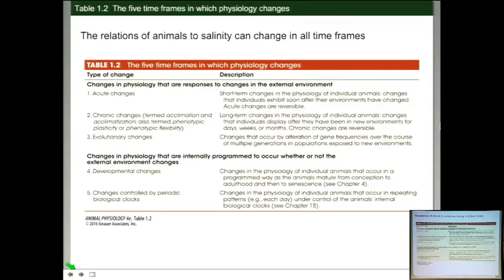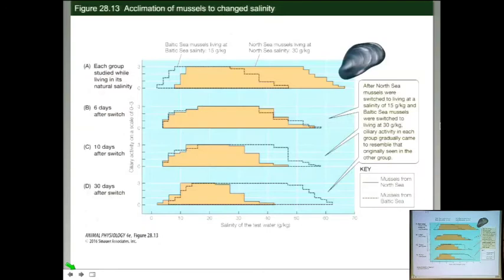And evolutionary changes, that is, changes that occur over multiple generations, producing the speciations that we saw. But they also can occur in developmental changes and in the periodic changes as well. So the response to salinity can occur within all of the 5 physiological frames. There's examples of all of those.